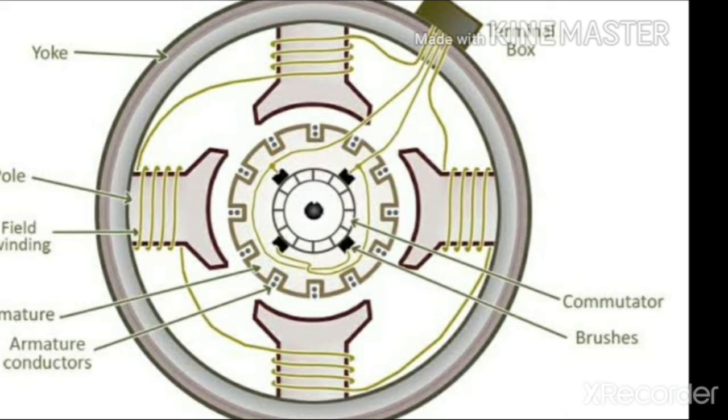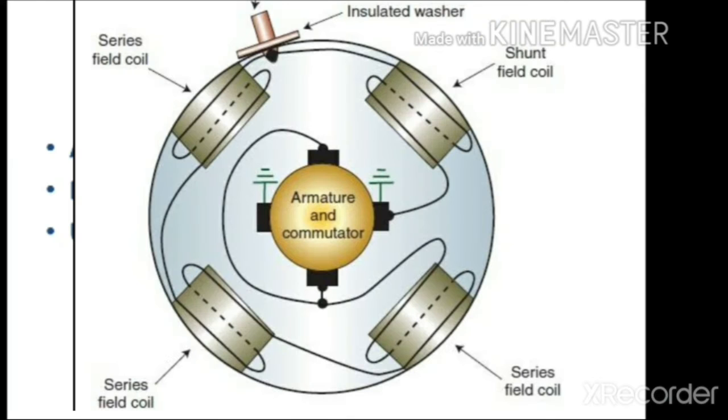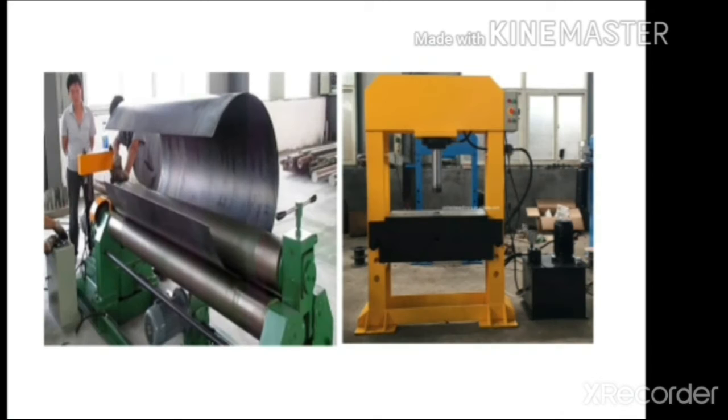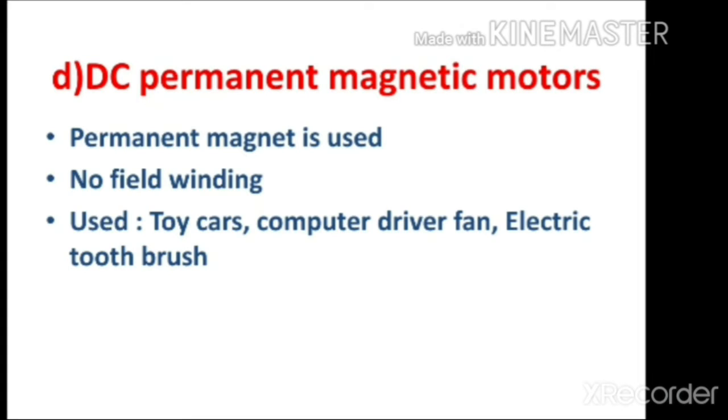In this picture it depicts how the parallel shunt connection is made from the armature. Here it is the series connection. It goes from one to the other. Now compound motors are the ones which are in combined form. Both shunt and series are used. They are mainly used for rolling machines and stamping machines. The yellow one is the stamping machine. Here the sheet is rolled.